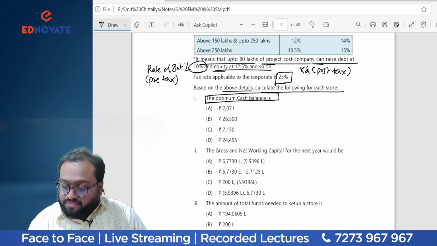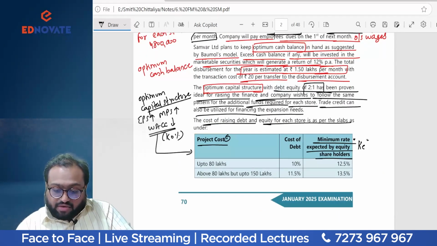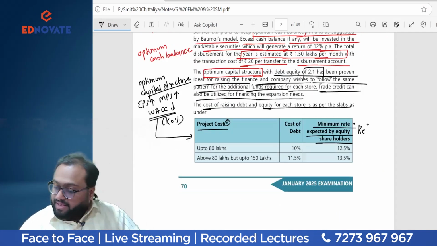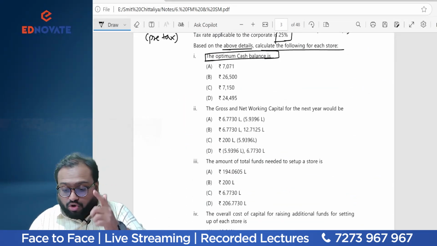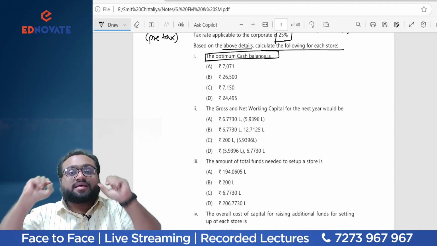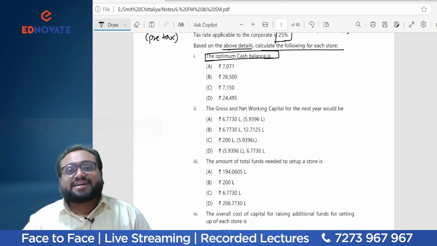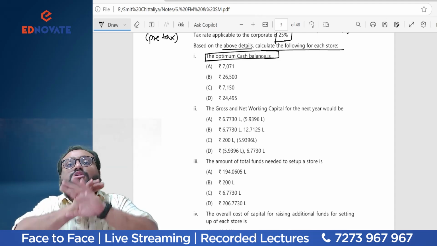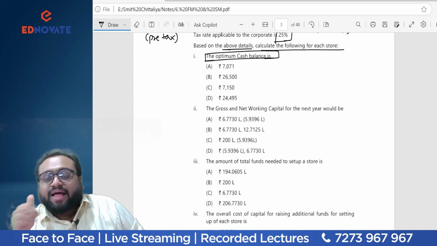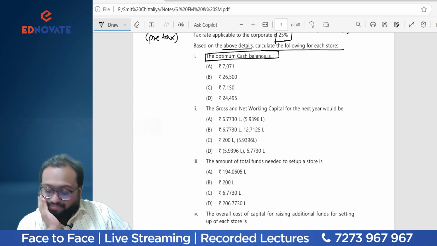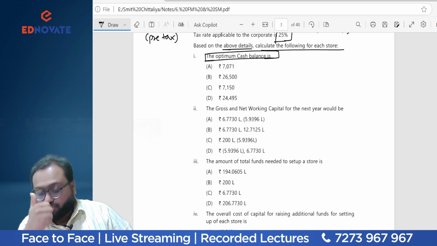We can find out. Since I have a paragraph to find out the optimum cash balance. Yes, sir. There's an entire paragraph on Baumol's model. Yep. I can find out that. Completely fine. Now what have they asked us next? The gross and the net working capital for the next year. Yippee. We were discussing that only while reading the question. That question will definitely ask us to find out the working capital, because nowhere in the question did they tell what is the amount of working capital. Definitely we need to find out the working capital. Okay. Third, the amount of total fund needed to set up a project. Okay.